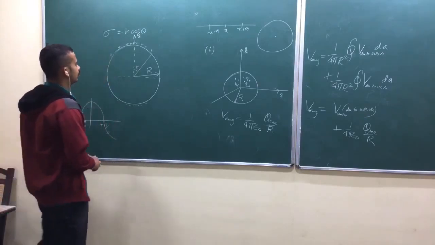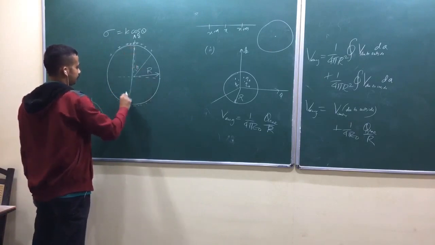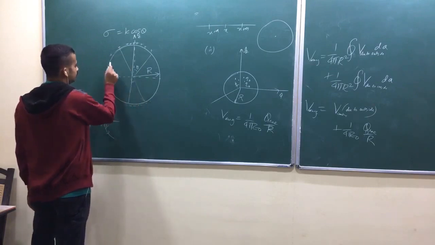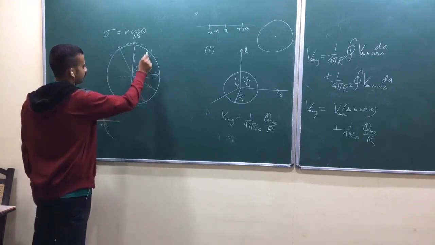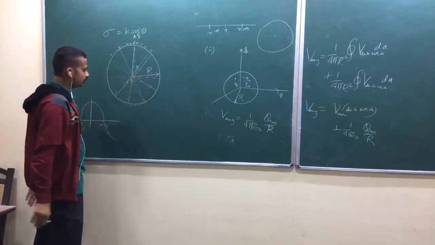So again, now look here. Let me constitute tiny dipoles here: positive to negative, positive to negative, positive to negative, like that. Look at these dipoles: the horizontal component will cancel out.